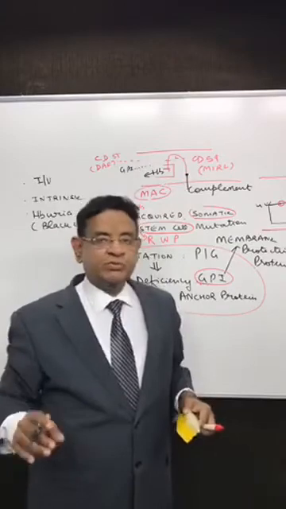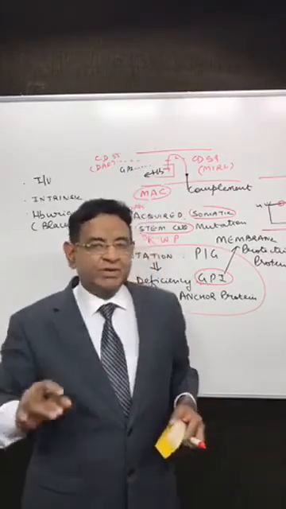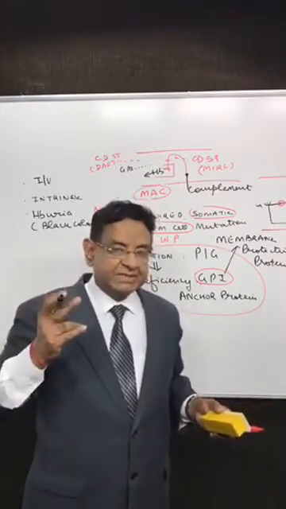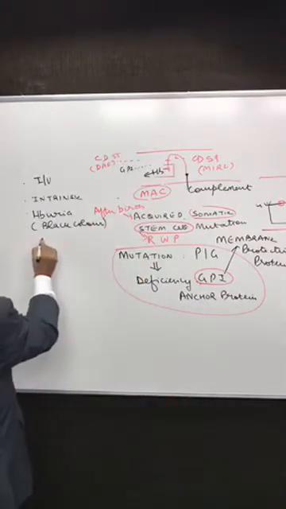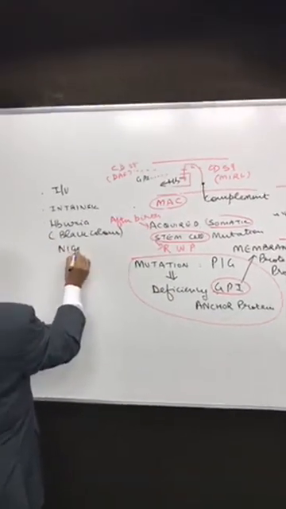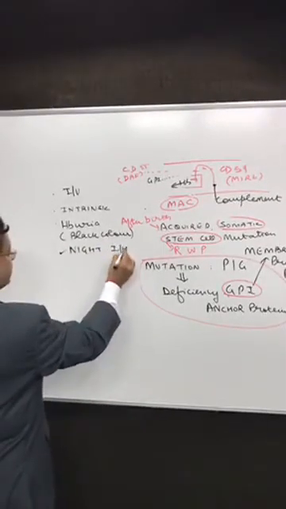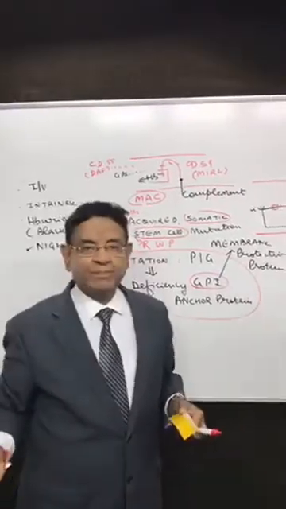Now the question is, why does it happen? Why are we getting the first morning urine sample black but not in the daytime? It means the intravascular hemolysis was occurring at night. At night, intravascular hemolytic anemia. Why? What happened?